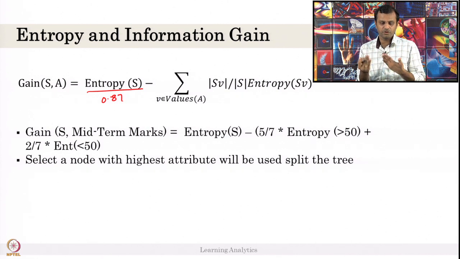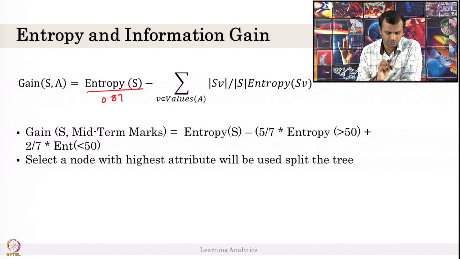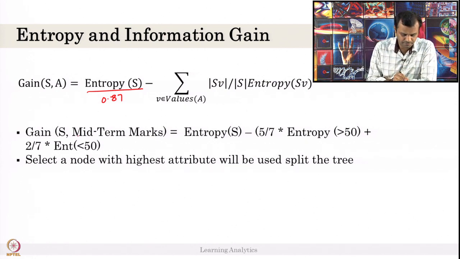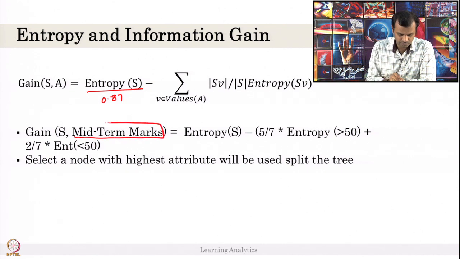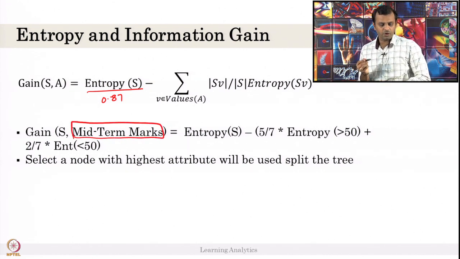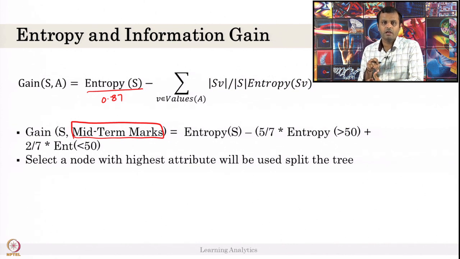So this is the given set entropy, and then if I want to make a decision tree out of one of the features, let's say I select one feature. The feature I selected is midterm marks, right? So I consider midterm marks as a node. You have to select all other features and different values for those features too. Let's take midterm marks as the node.